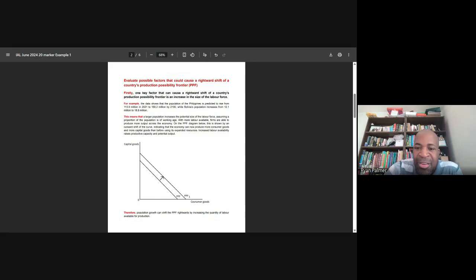So here you can see, of course, that I lifted the diagram from the mark scheme. The mark scheme spelled consumer goods incorrectly. All right.